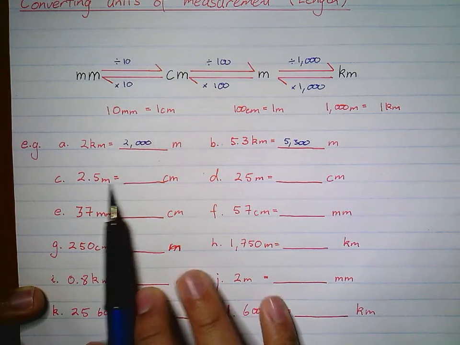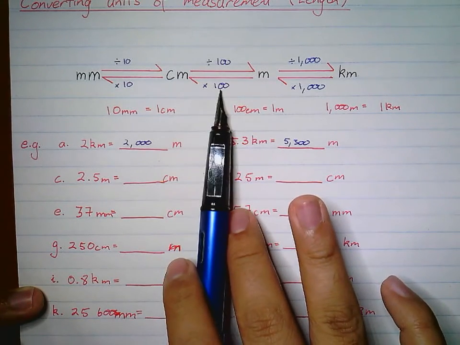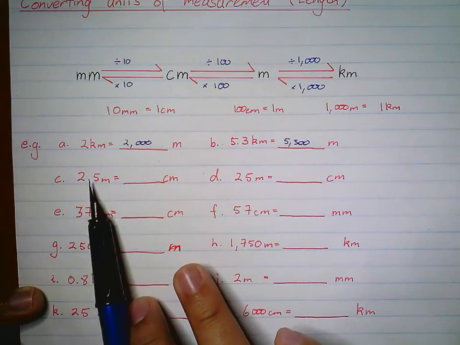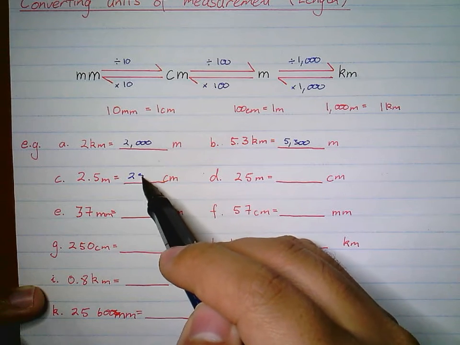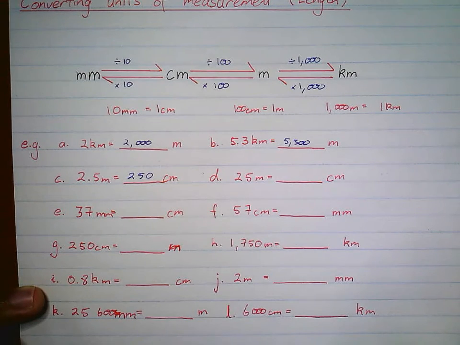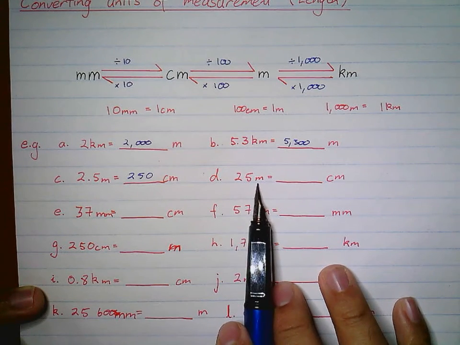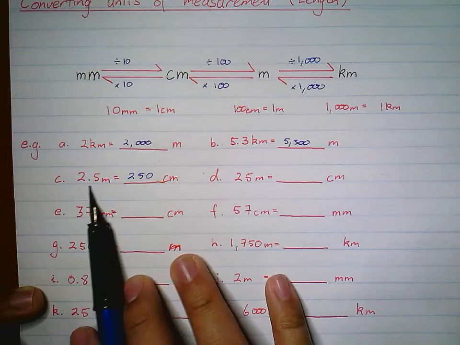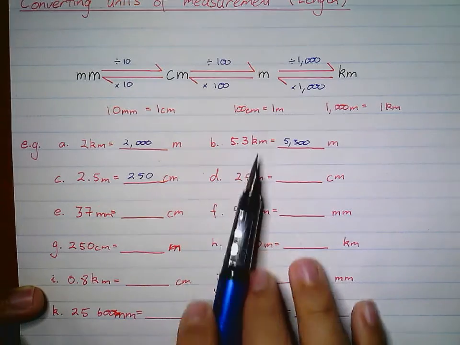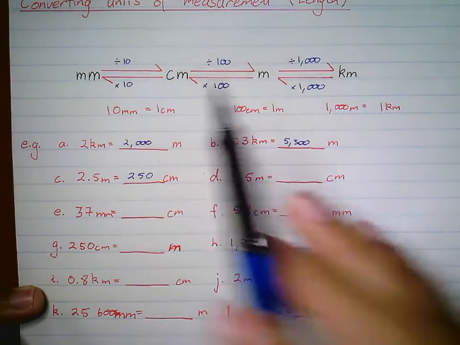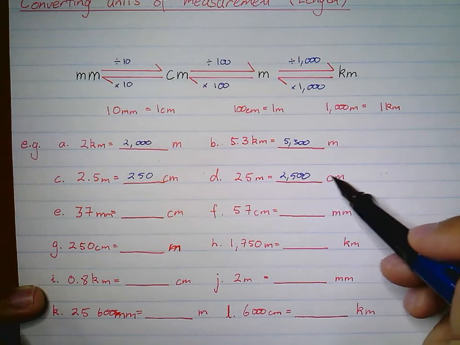Take a look at this question. We're going from meters to centimeters. Meters to centimeters, we need to multiply by 100. 2.5 times 100 is 250 centimeters. This time it's 25 meters instead of 2.5. So 25 meters to centimeters. Once again, we're going to use this conversion. 25 times 100 is 2,500 centimeters.